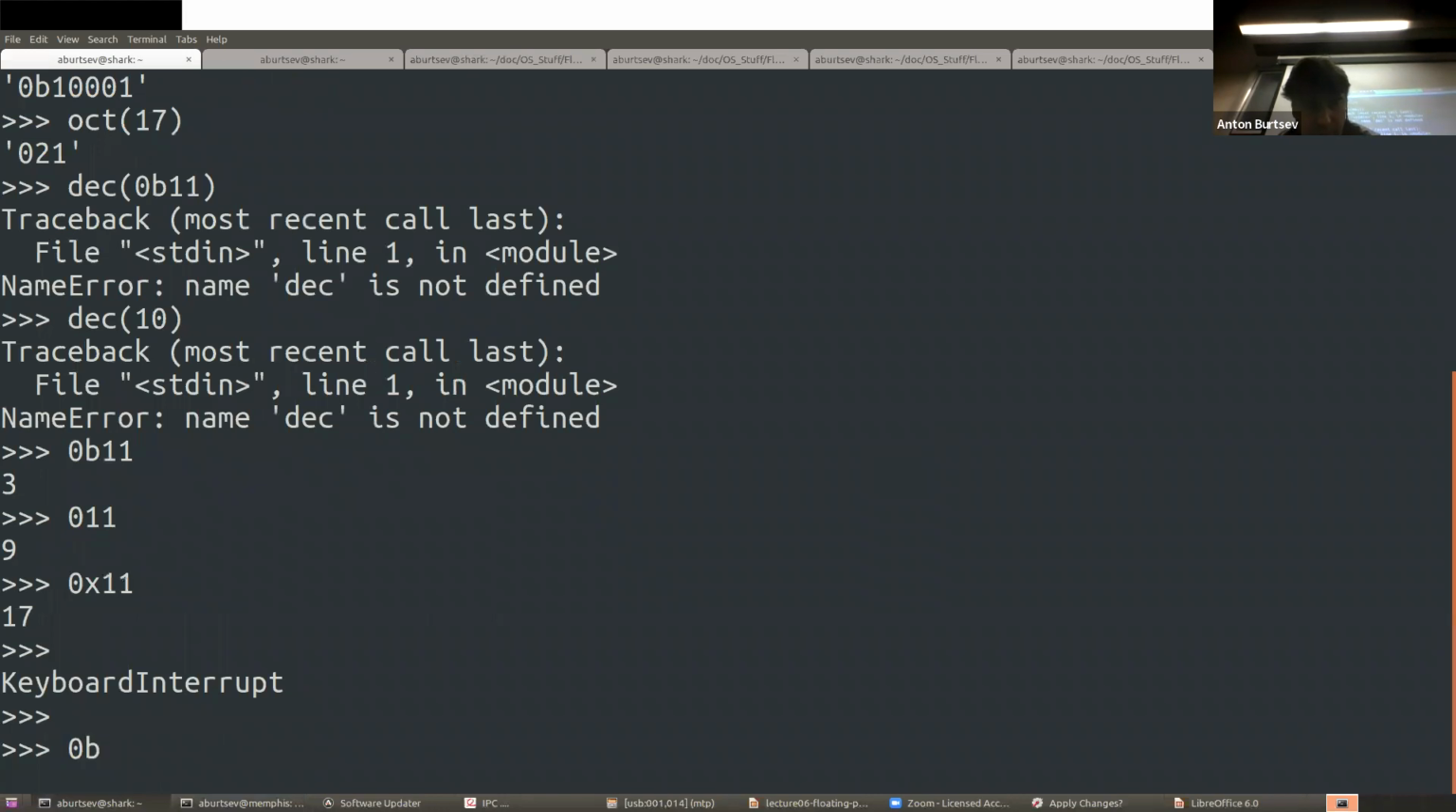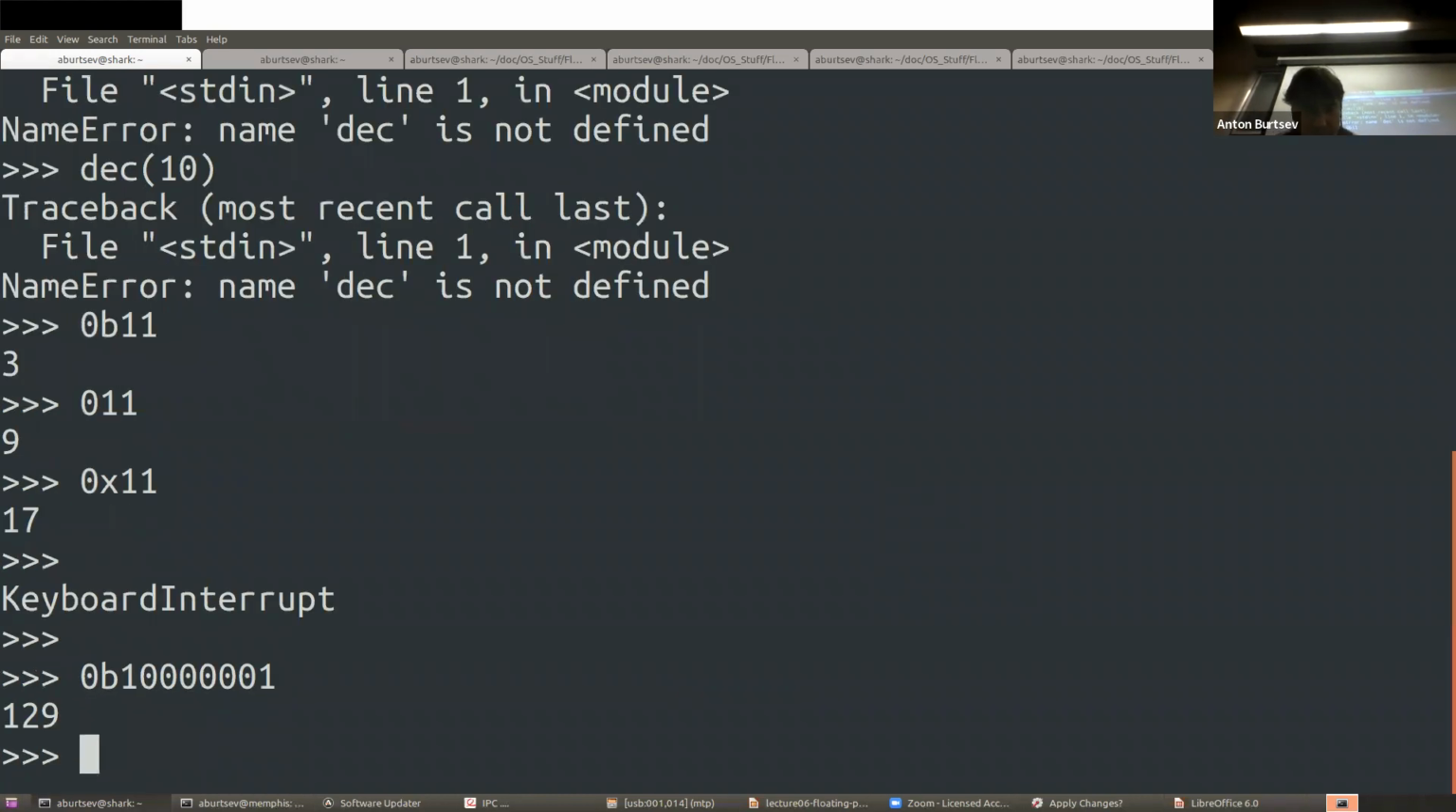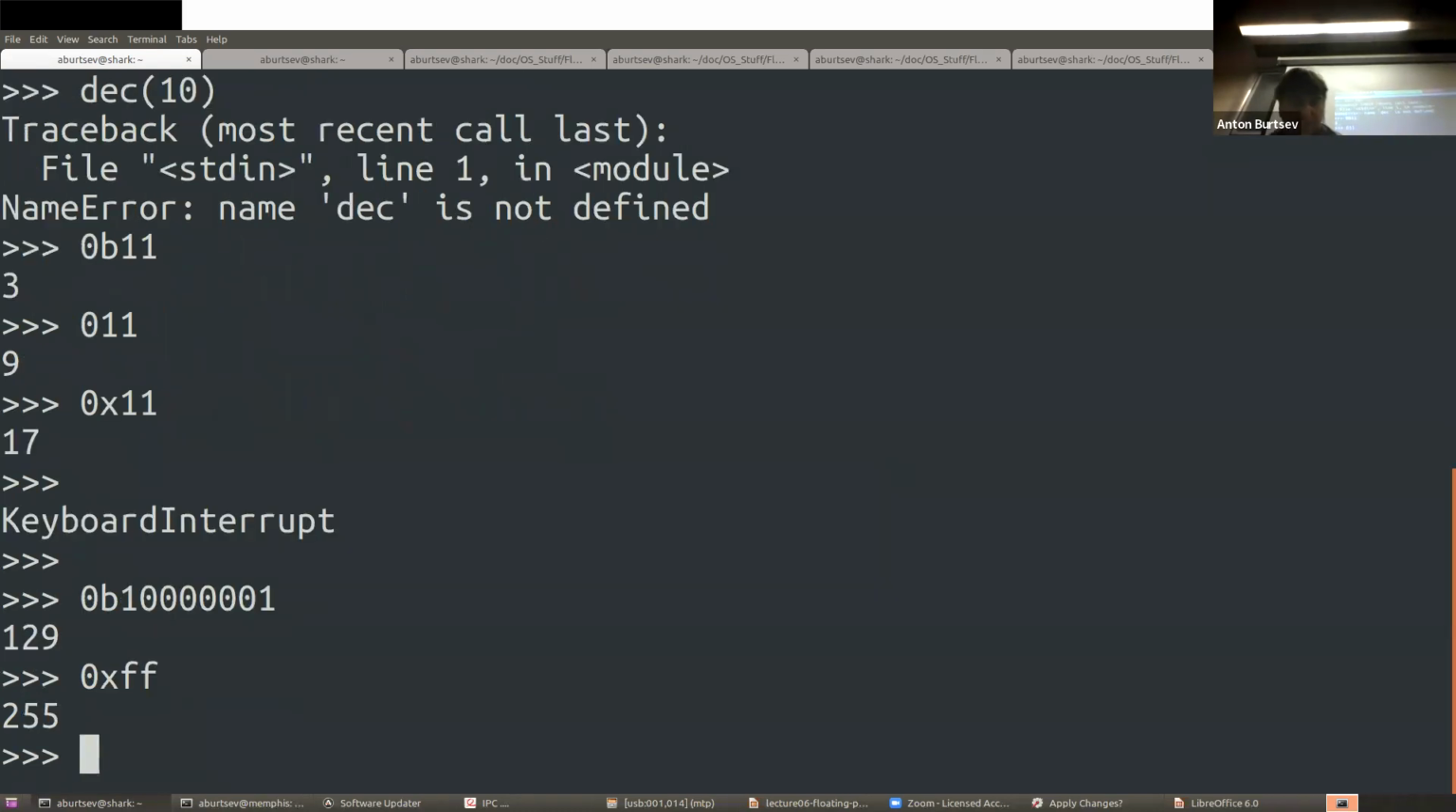If I do binary 1 0 0 0 0 0 0 1, luckily it's 129, right? Remember, there was a question yesterday about the notation in the homework where I was using B or 0B. It stands for binary. If I do something like 0x, it stands for a hex number. So if I do this, it's 255, because 0xFF is 255 in decimal.